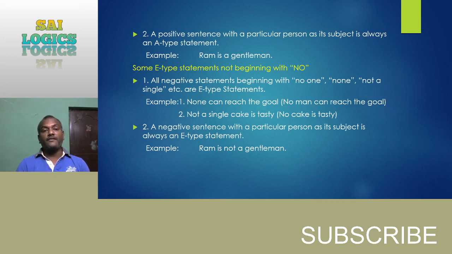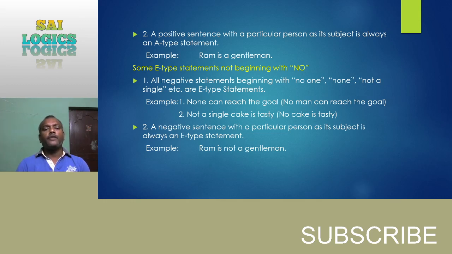So there are two cases. All statement, if a positive statement is started with every, each and any, it is all type. When a positive statement is talking completely about a particular person, it is to be treated as all. So all only for positive statement. Now you see the second type, that is some E-type statements not beginning with no.